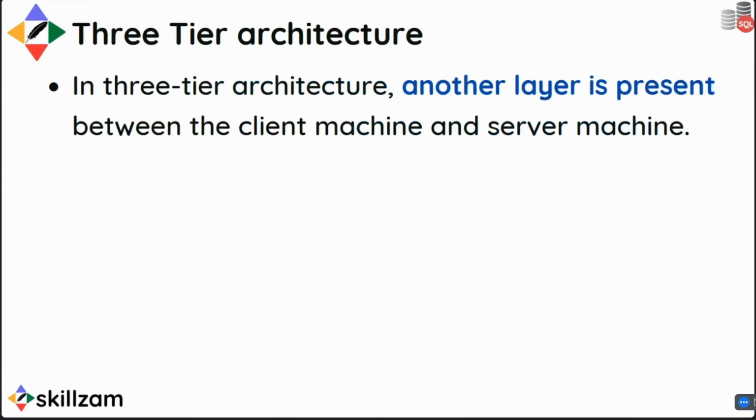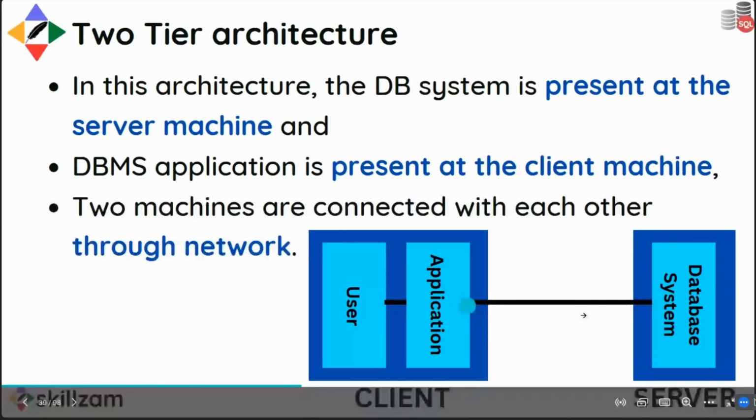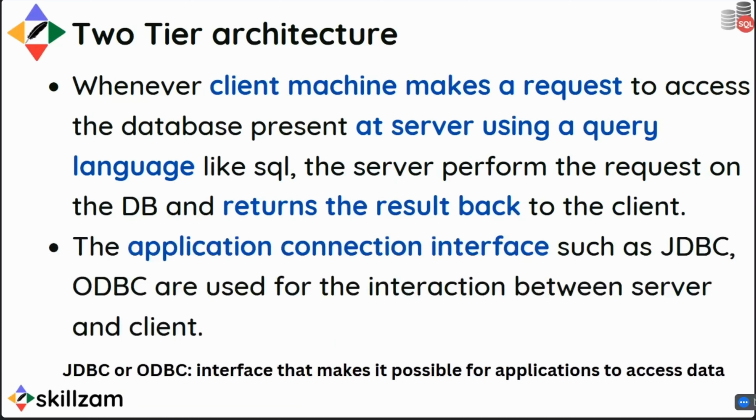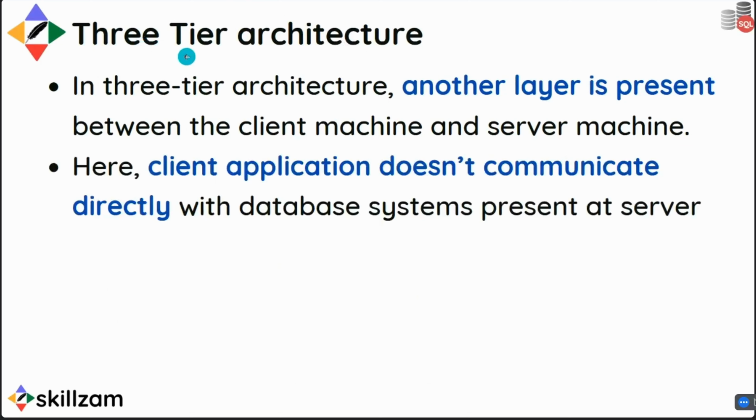Now, three-tier architecture. Another layer is present in between the client and the server. You saw the two-tier architecture, where you have a client and a server, and a network connection through which they are able to communicate. The client communicates with the server using ODBC or JDBC. In three-tier architecture, there is a client and a server and there is another layer present in between. That is the reason it is called three-tier architecture.